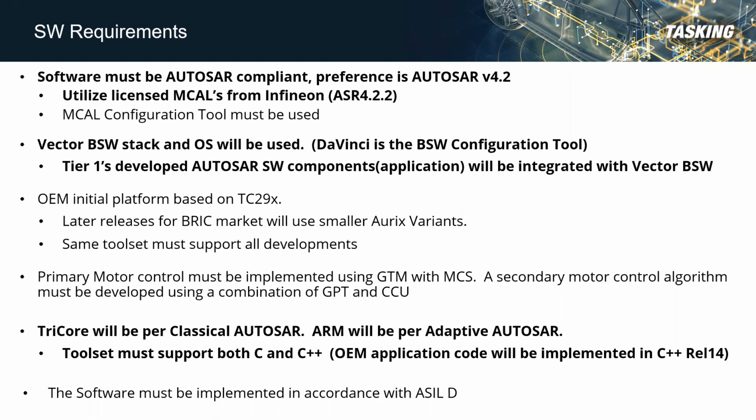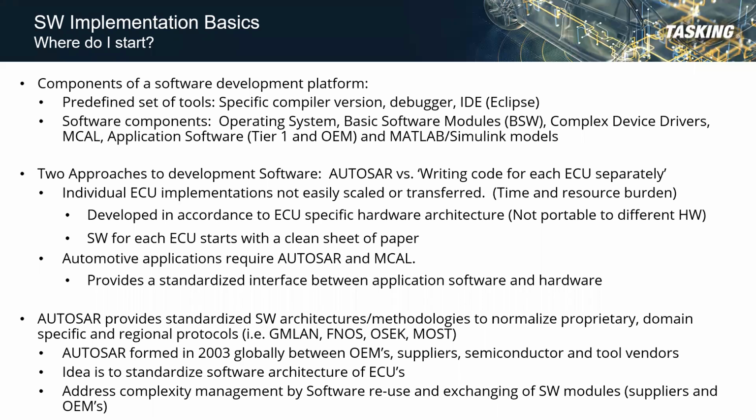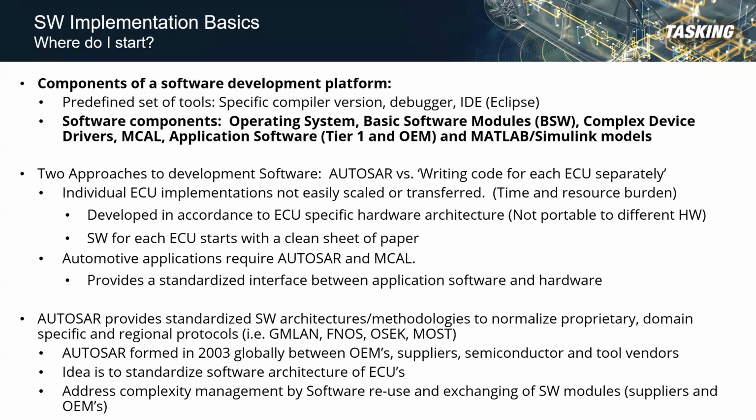As we keep this in the back of our mind, let's take a step back first and look at some of the software implementation basics. The first thing is that in our system, we're going to need an operating system. We're going to need a BSW, some complex drivers. We know we're going to need MCAL. We're going to need some application software. In many cases, we use some MATLAB Simulink type models. So there's lots of pieces here that have to work together, and your tool set has to work together and support each one of these pieces in your overall design or implementation.